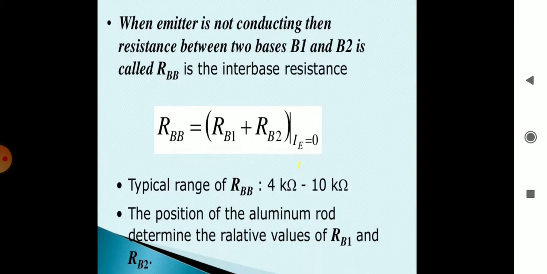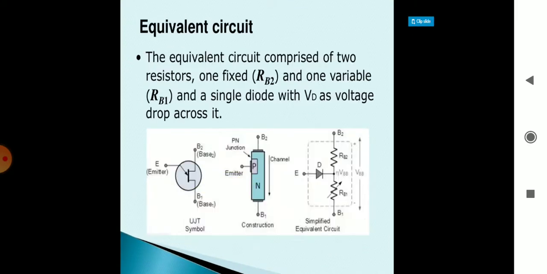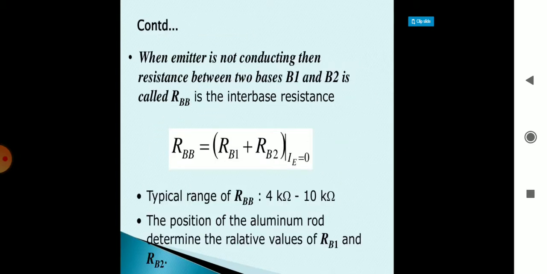The position of the aluminum rod determines the relative values of RB1 and RB2. Here we call it the emitter rod. When the emitter is closer to B2, then the RB1 value is larger. When the emitter is closer to B1, the RB2 value is higher compared to RB1. So the position determines the values of RB1 and RB2.